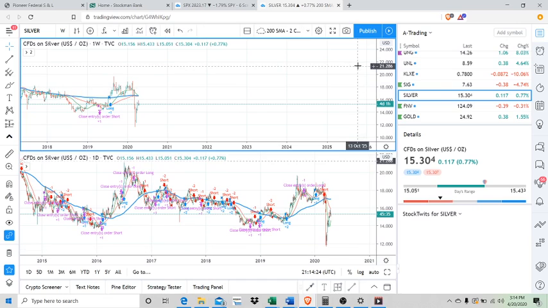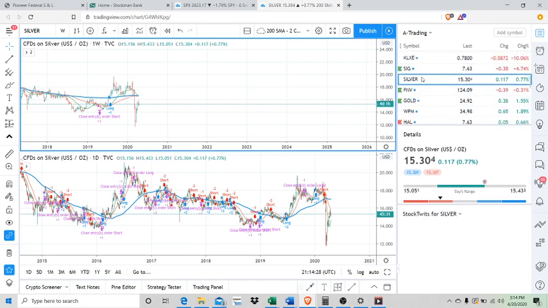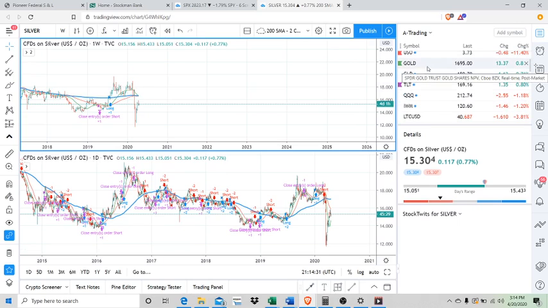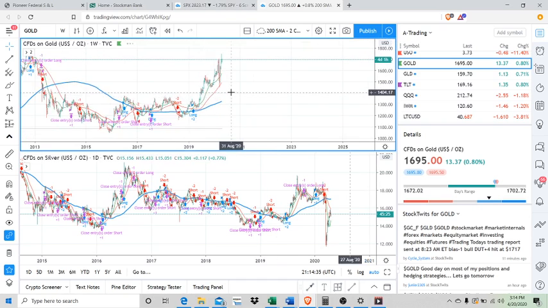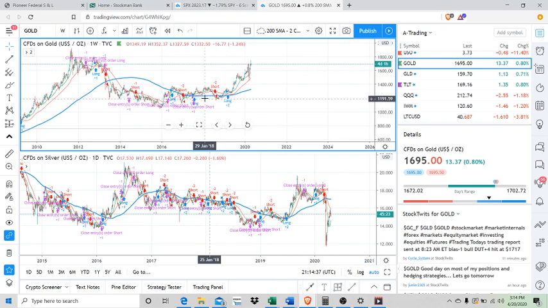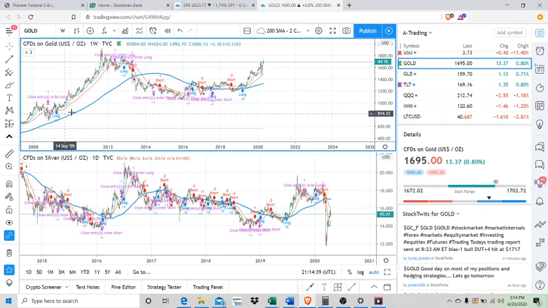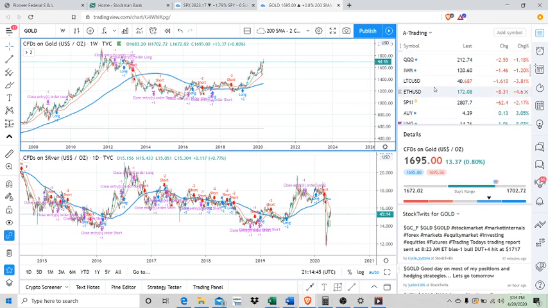So let's just look at gold. Gold's in an uptrend. You can see same here. Follow that. All right. So I'll show you oil.